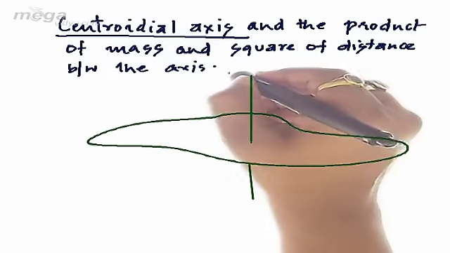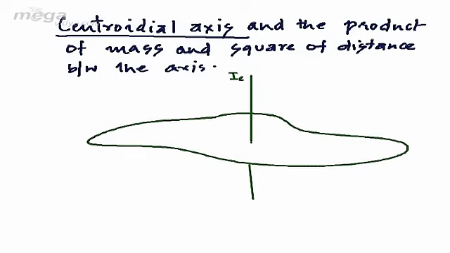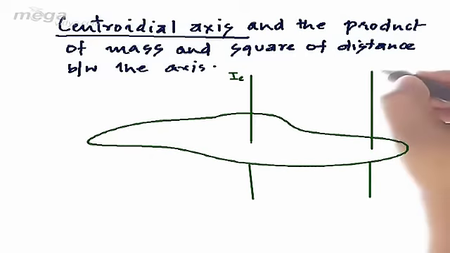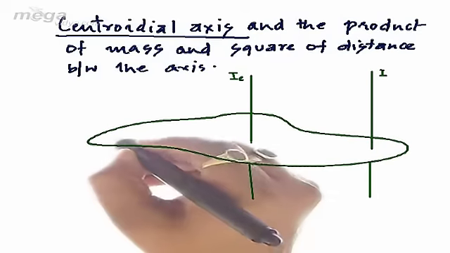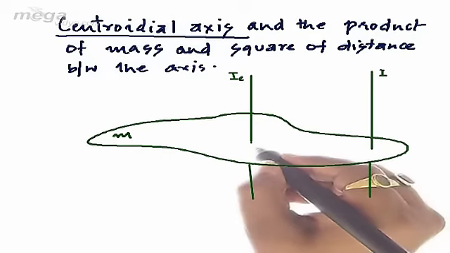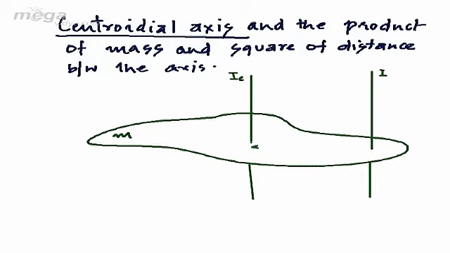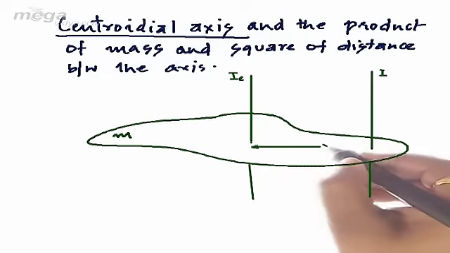Let the moment of inertia about the centroidal axis be denoted by IC, and we are required to find the moment of inertia about this given axis, which is parallel to the centroidal axis. Let the moment of inertia about this given axis be I. Let the mass of the rigid body be m, and the distance between the centroidal axis and this given axis be x.